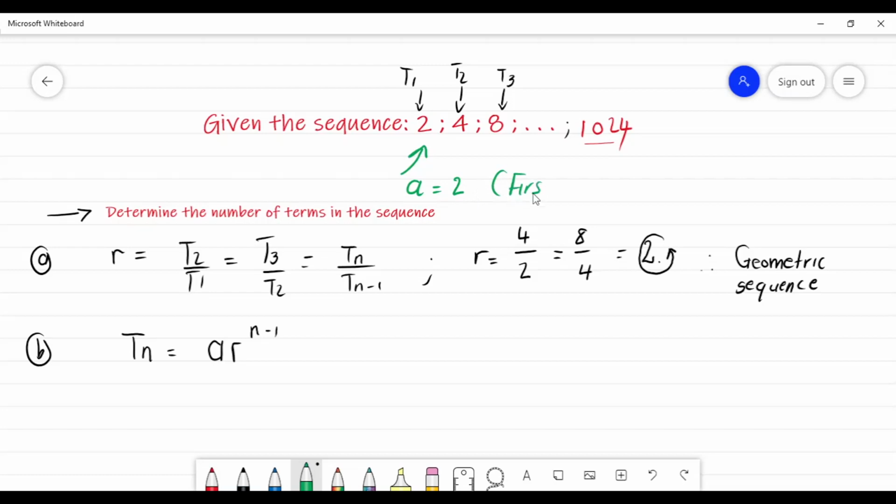we're also going to substitute that into our equation. Therefore, the general formula for the nth term is equal to A, and your A is equal to 2, your R is equal to 2, to the power n minus 1. So that is our formula for the nth term.